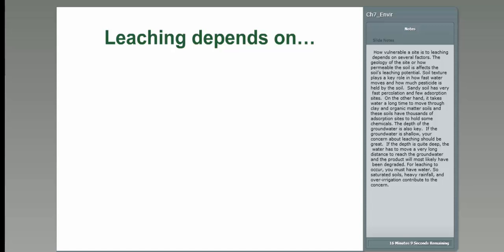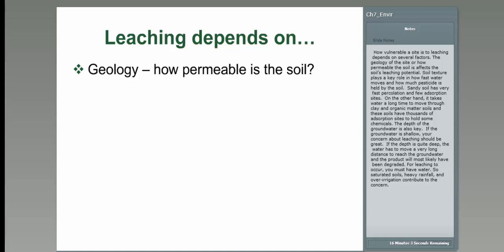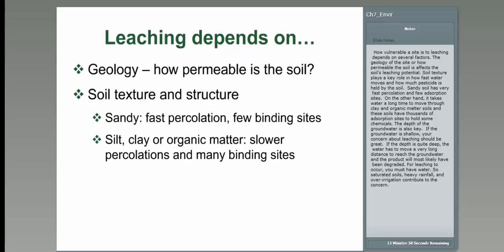How vulnerable a site is to leaching depends on several factors. The geology of the site, or how permeable the soil is, affects the soil's leaching potential. Soil texture plays a key role in how fast water moves and how much pesticide is held by the soil. Sandy soil has very fast percolation and few adsorption sites. On the other hand, it takes water a long time to move through clay and organic matter soils, and these soils have thousands of adsorption sites to hold some chemicals.